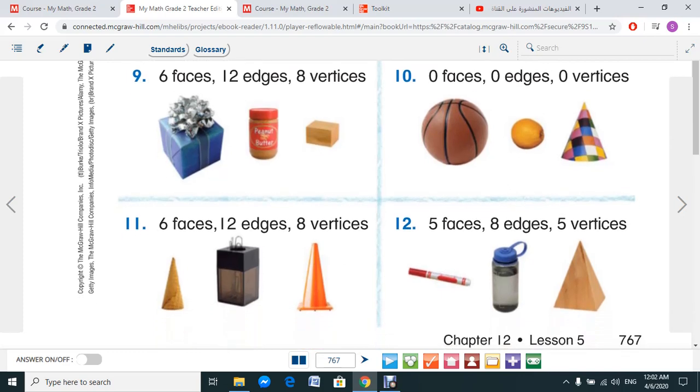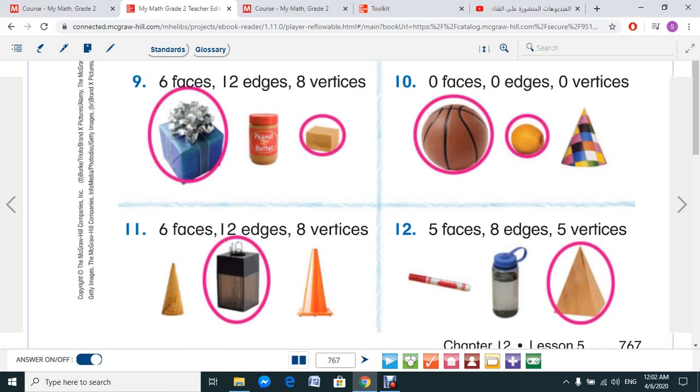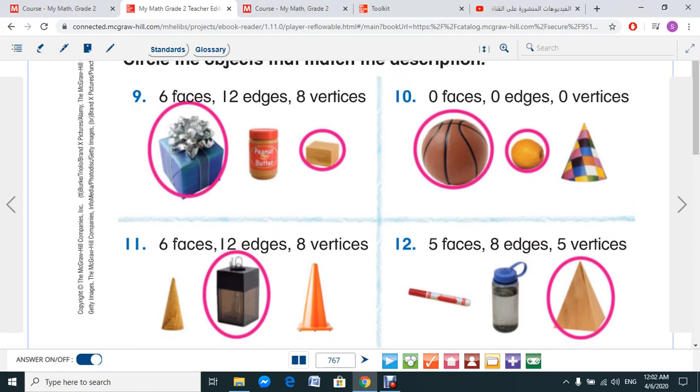Okay. 6 faces, 12 edges, and 8 vertices. Yes, this box here. 5 faces, 8 edges, and 5 vertices. The pyramid. Yes, excellent. The wooden pyramid. Today's lesson is very easy. You must understand it to know how to answer questions.